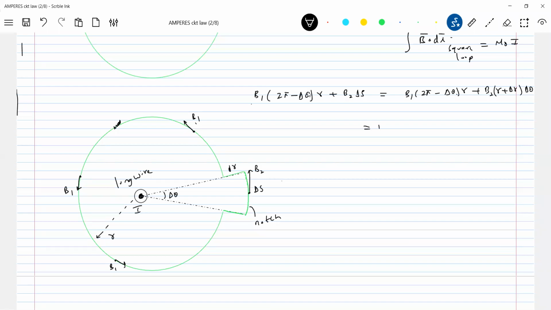Now let's come to what is the magnitude of the magnetic field? Mu naught I over 2 pi r. What is the magnitude of the magnetic field at this particular point? Because this is r, no? R plus delta r it is.